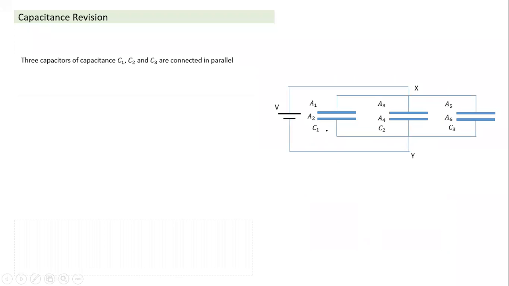When we talk about parallel, the important point is they are connected across identical potential points. The top plates of all three capacitors are connected to potential point X here. The entire top half is like one conductor, so everywhere on the top half the potential is the same, and everywhere on the bottom half the potential is the same. So all capacitors are connected across identical potential points. They are in parallel, and this is how the charge flows.